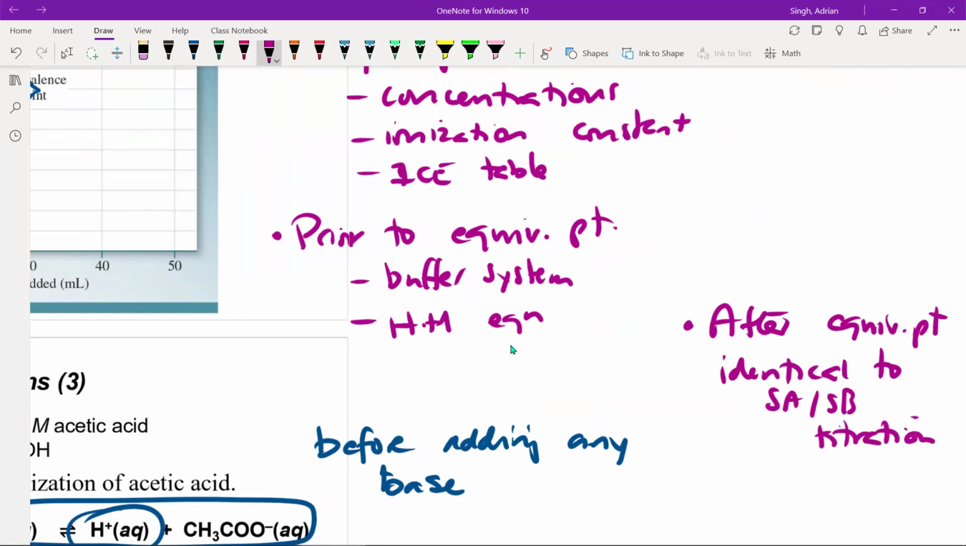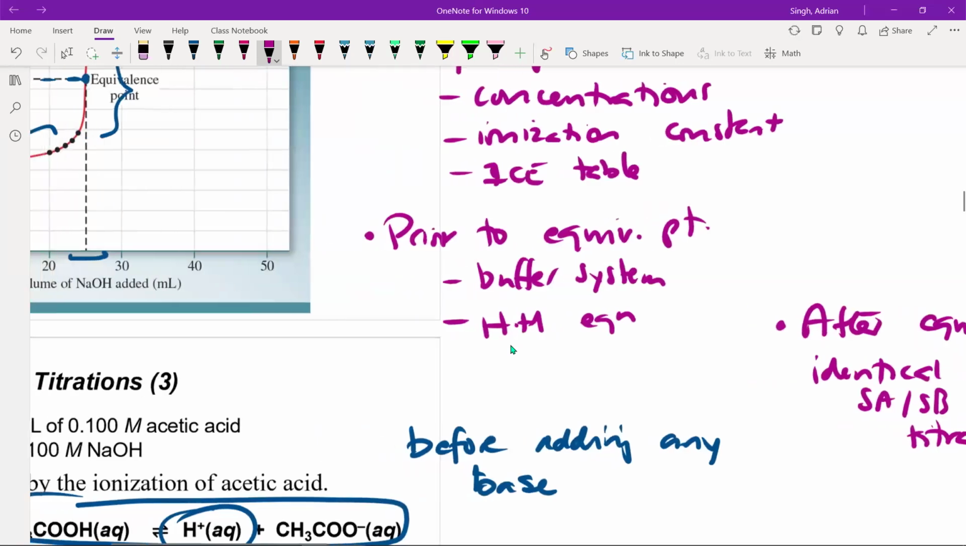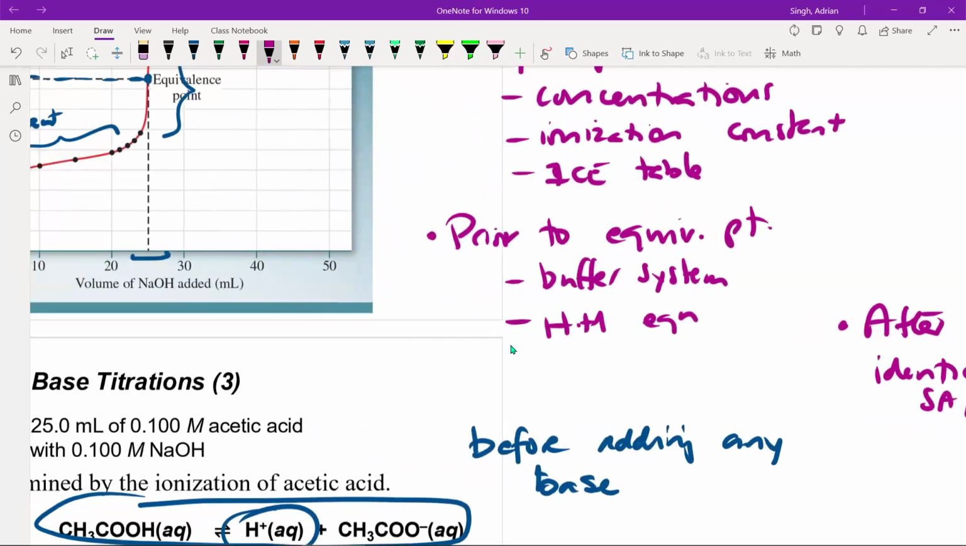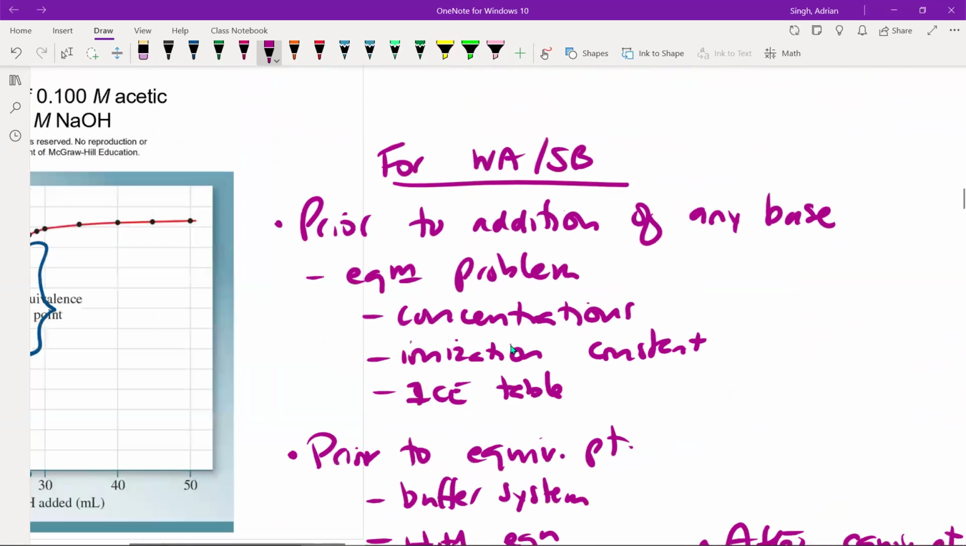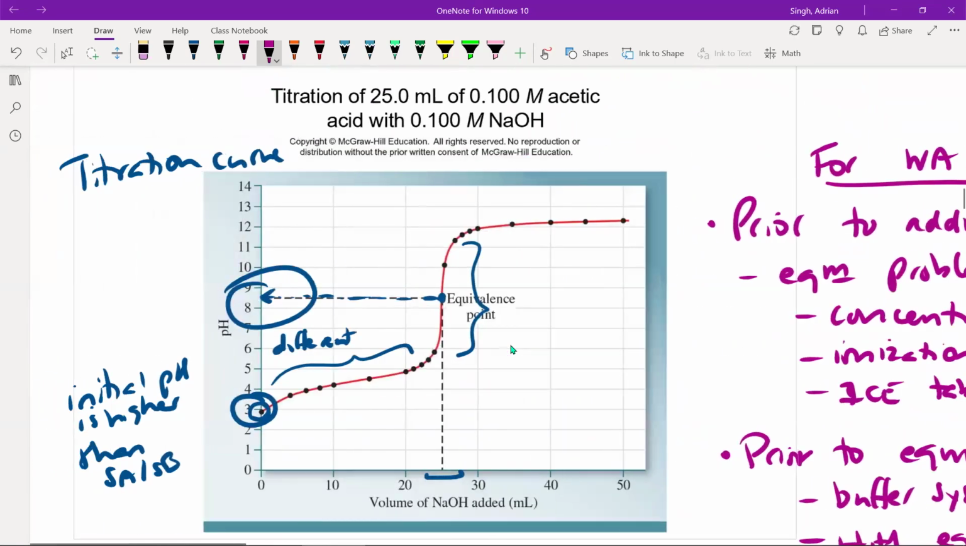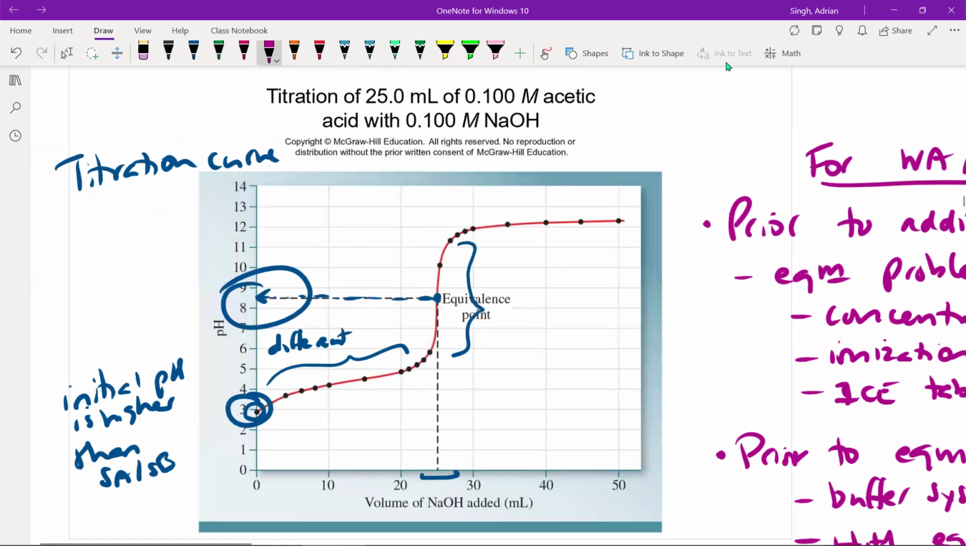Okay, so we need to identify, first of all, what type of titration is going on. Is it a strong acid, strong base? Is it a weak acid, strong base? And then we can use our tools that we've learned in order to solve for the pH at different points along the titration curve.